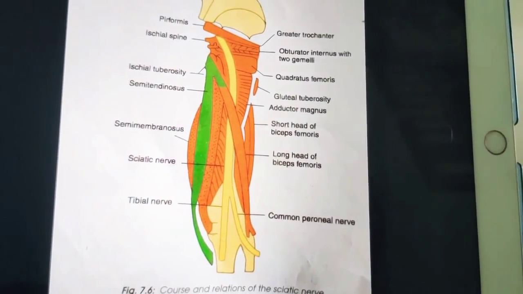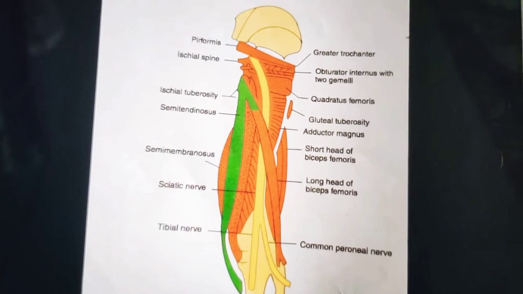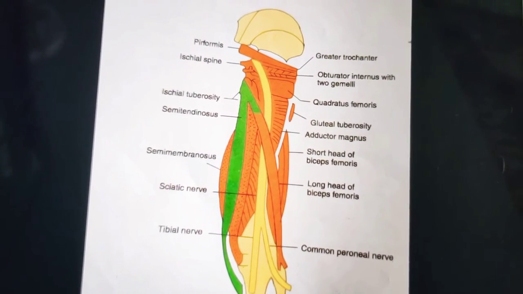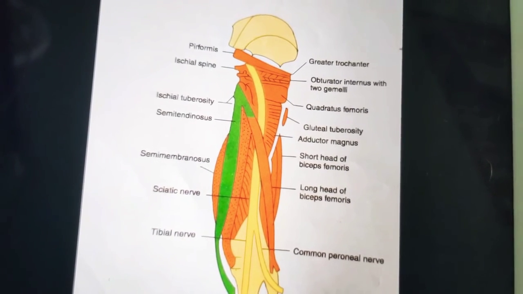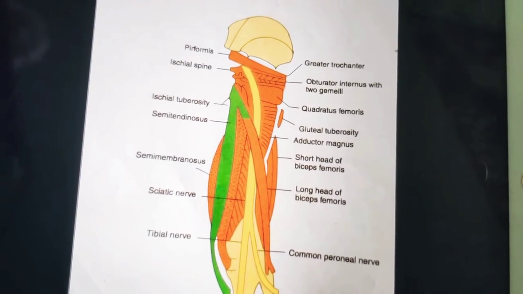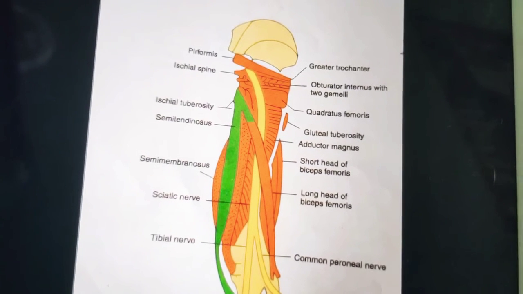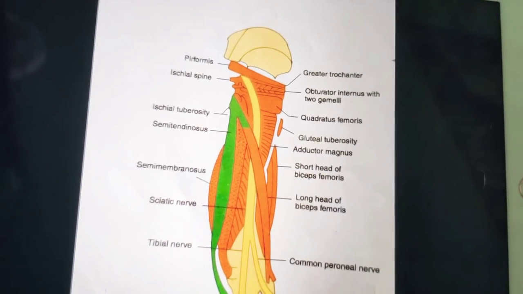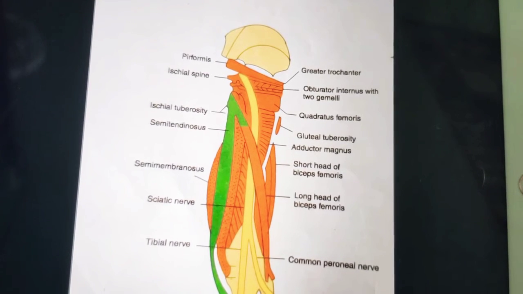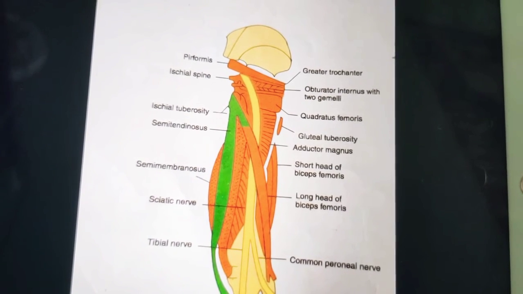Now let us understand the origin and root value. It is the largest branch of the sacral plexus. Its root value is L4, L5, S1, S2, S3, so from L4 to S3. It is mainly made up of two parts, a tibial part and a common peroneal part. The tibial part is mainly formed by the ventral division of anterior primary rami.